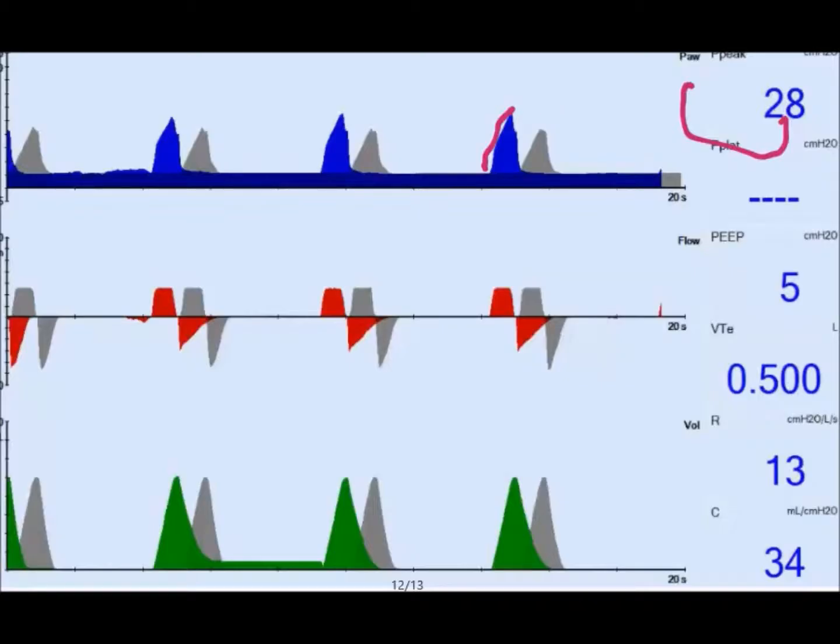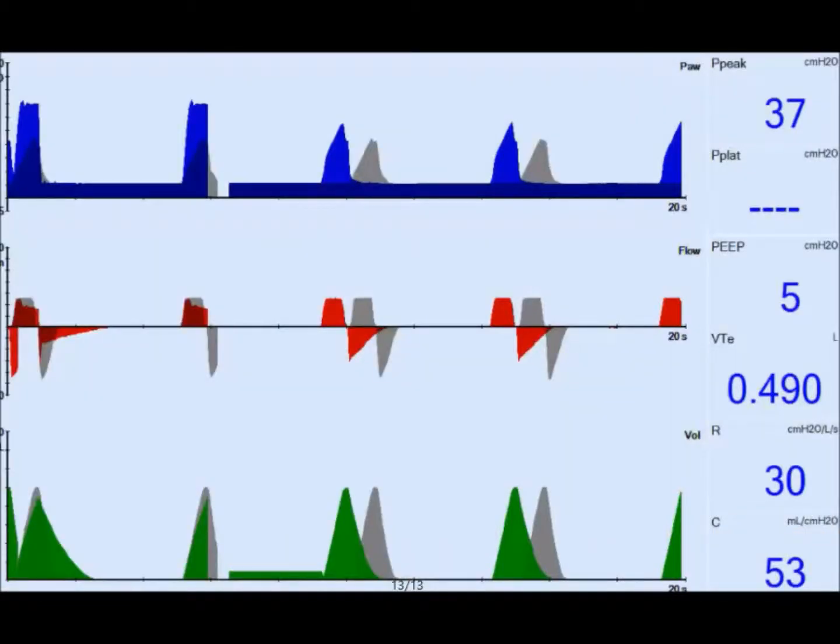Now let's go to the third screenshot. As you notice, now my Pmax is going off, and as my breath starts turning into a pressure controlled breath, it's first initiated here, and here it squared off, so my pressure limiting has been met. You notice that my peak pressure is now 37. That was all operator input.